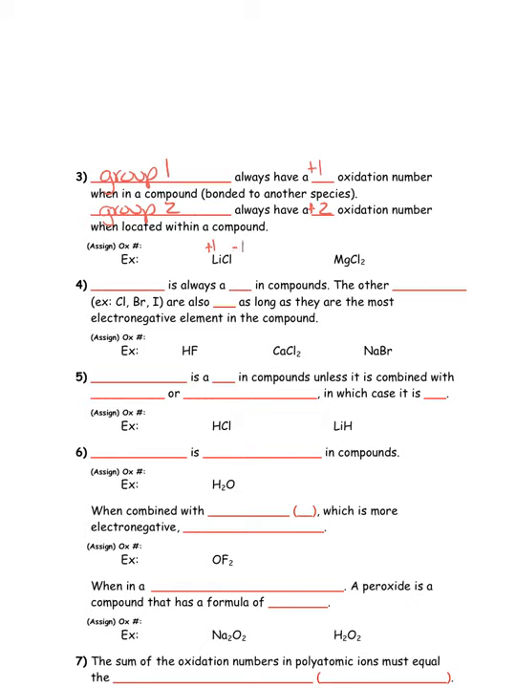Chlorine is a -1. Magnesium is a +2, and chlorine is a -1. The reason that this magnesium is a +2 is because it's an alkaline earth metal. It's a group 2 metal.